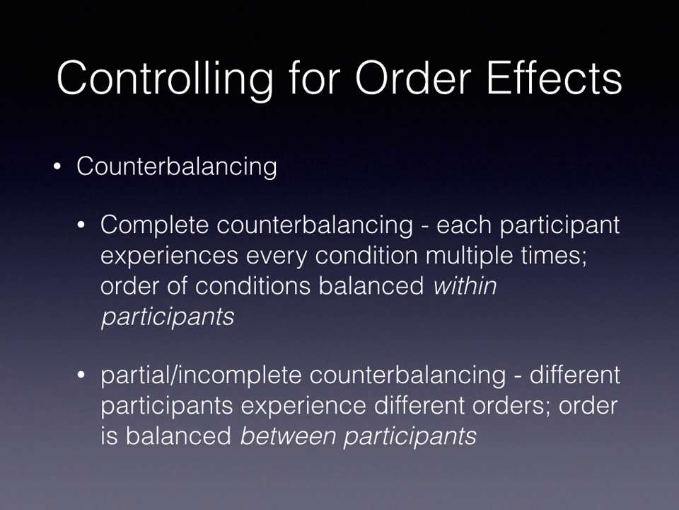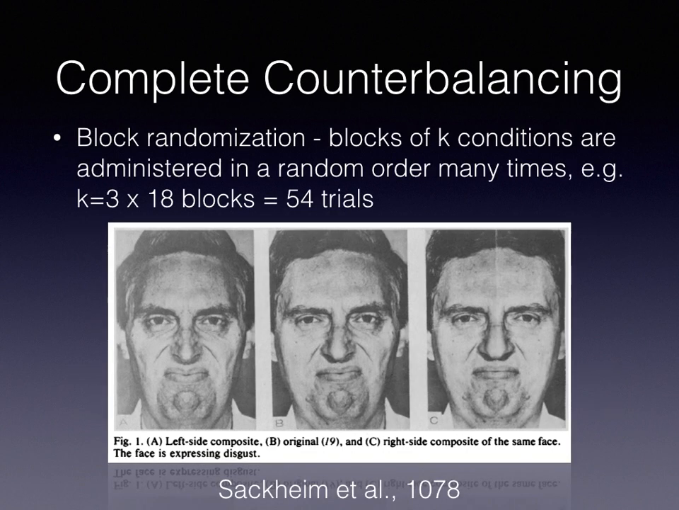In the first case, complete counterbalancing, we say that we've balanced the order of conditions within the same participants. And in incomplete counterbalancing, we say that different people experience different orders. We say it's counterbalanced between participants. Here's one example of the first type, complete counterbalancing. It's called block randomization. We call the number of conditions K, so K stands for the number of conditions, just like N stands for the number of participants. In block randomization, we create blocks of K conditions, so if K is 2, you have 2 conditions. A block contains both of those 2 conditions. If you have more conditions than that, let's say you have 3 treatment conditions, then you would have a block of 3 conditions.